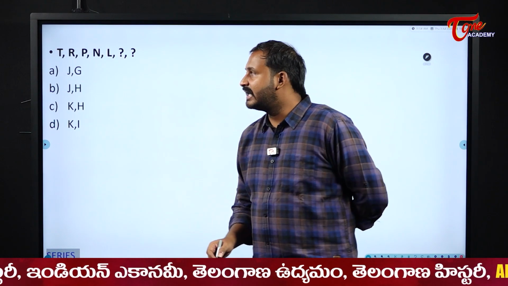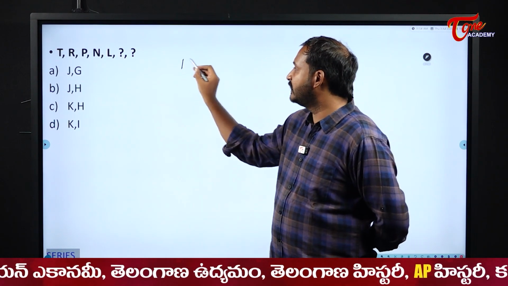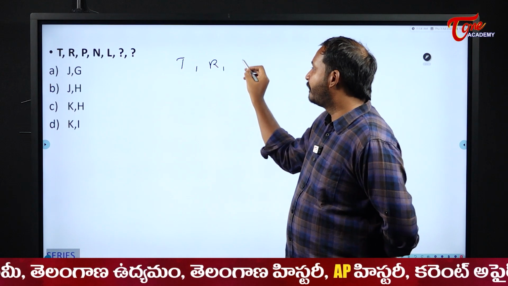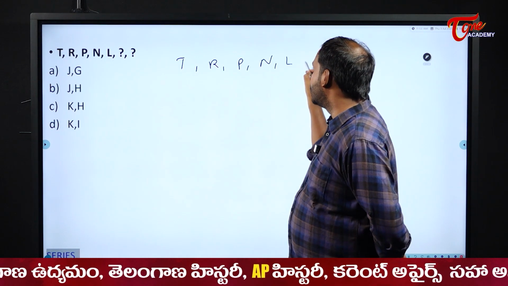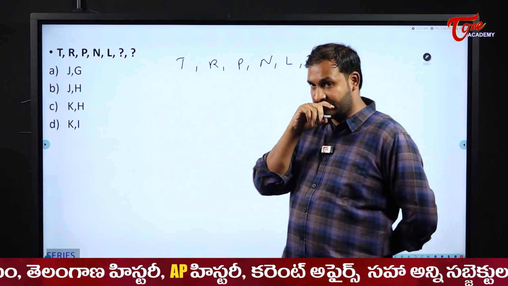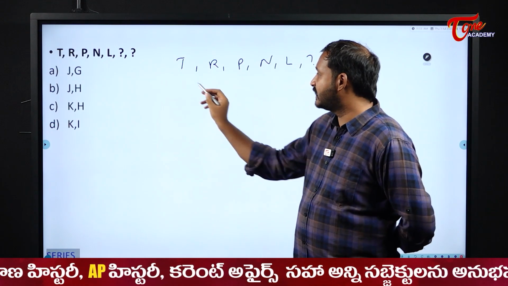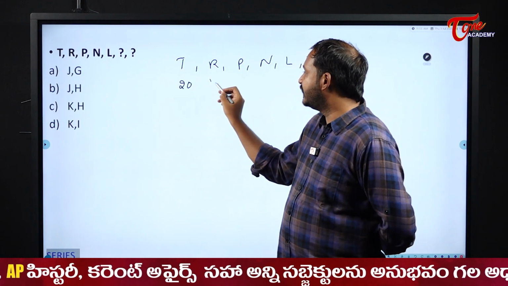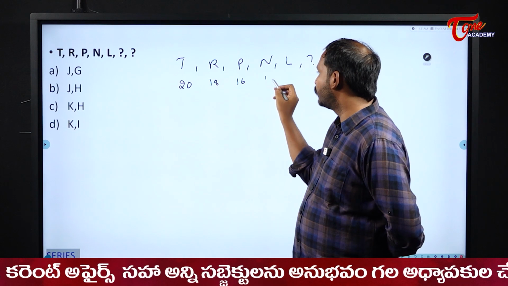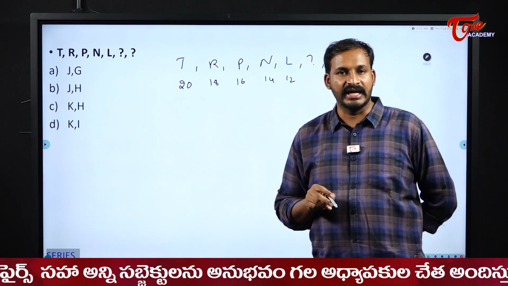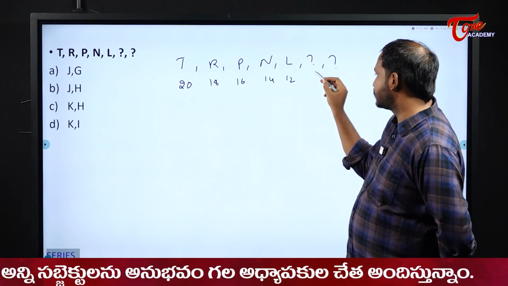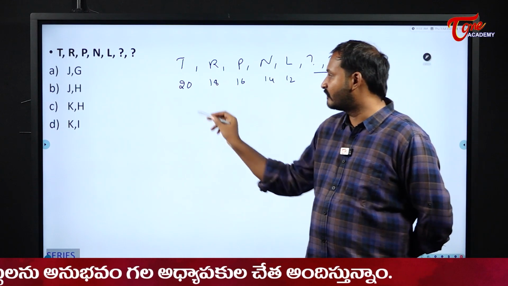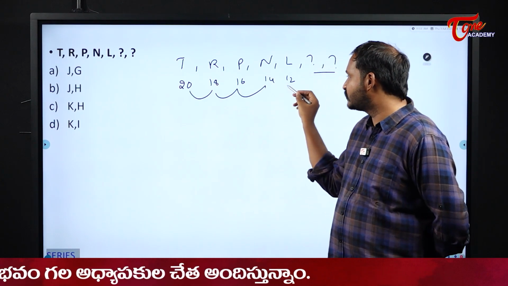T, R, P, N, L and two question marks. So, T, R, P, N, L and question mark for us here. Now what happens here? T is 20th, R is 18, P is 16, N is 14, 12. So this is a straightforward one only. Even though two question marks are given, this is a straightforward one. What is happening here? Minus 2, minus 2, minus 2, minus 2.